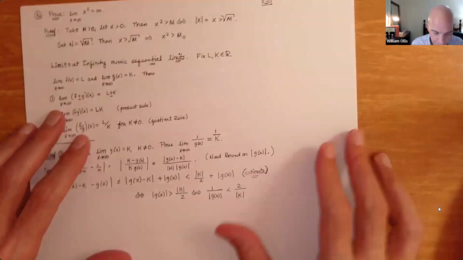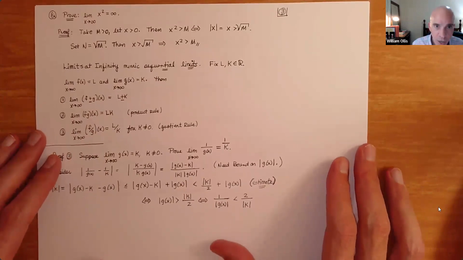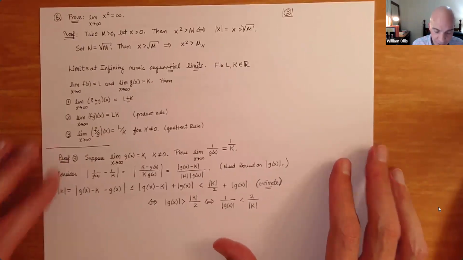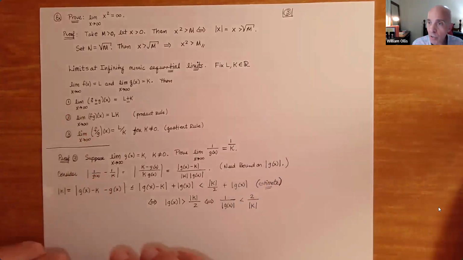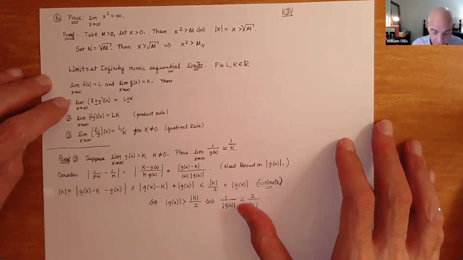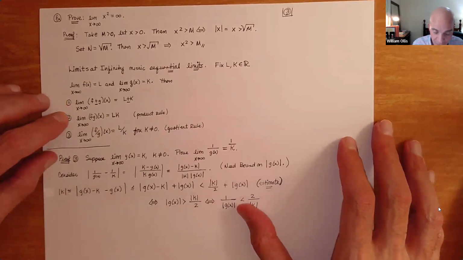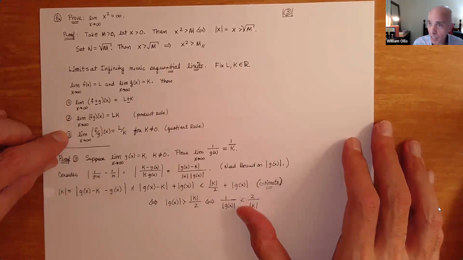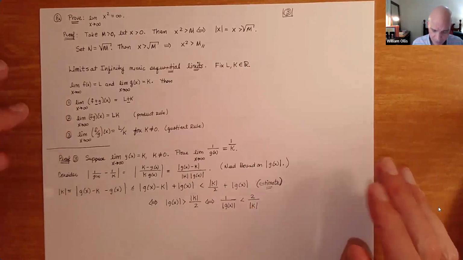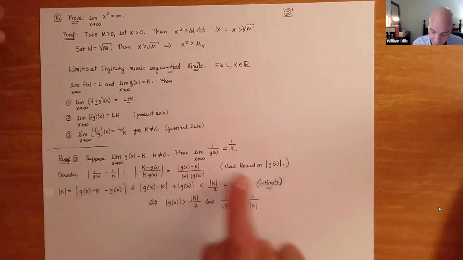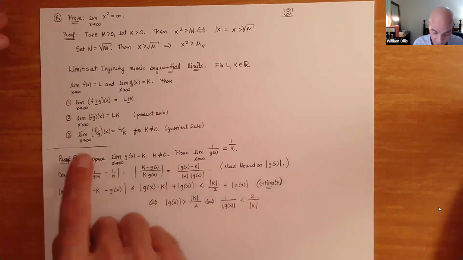Okay, now I want to say a couple of things about the limit theorems. As I've said before, we get a very nice slate of theorems that we used with the standard limits at the beginning of the course. That is, we have the sum and difference rule, we have the product rule and the quotient rule, which we have already used.